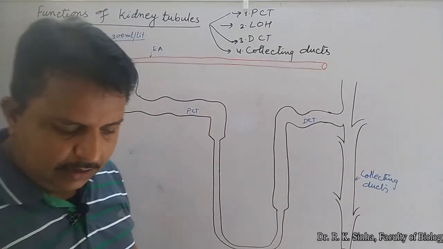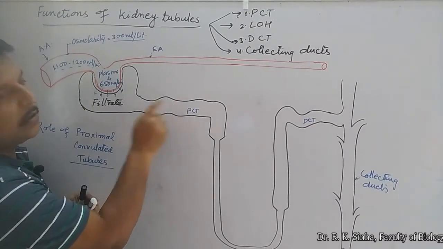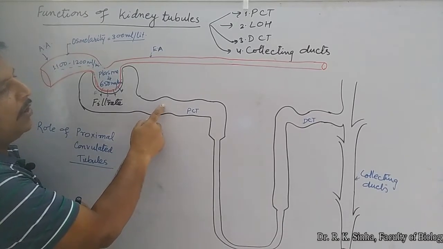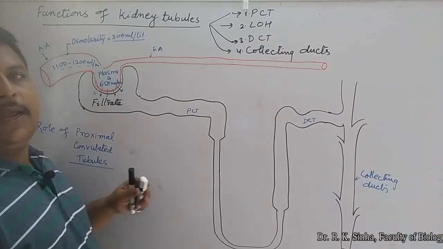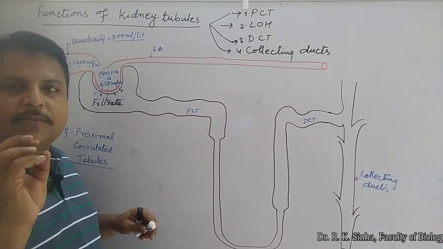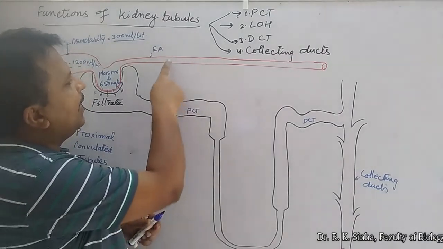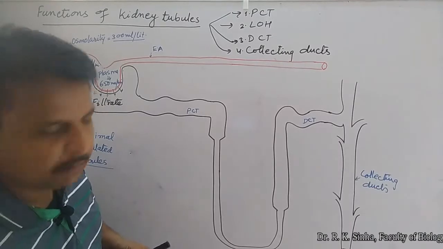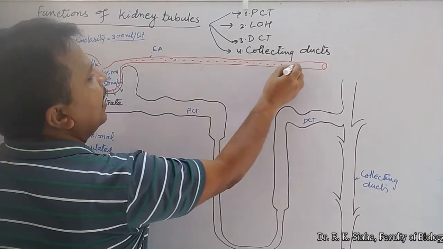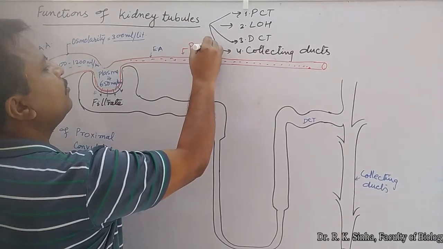Now we can understand the role of this proximal convoluted tubule. The main function of this proximal convoluted tubule is to maintain the osmolarity and pH of the body fluid. Body fluid means blood. So its role is to maintain the blood flowing in the body. If this is the peritubular capillaries, when the blood passes through this, its osmolarity goes down.